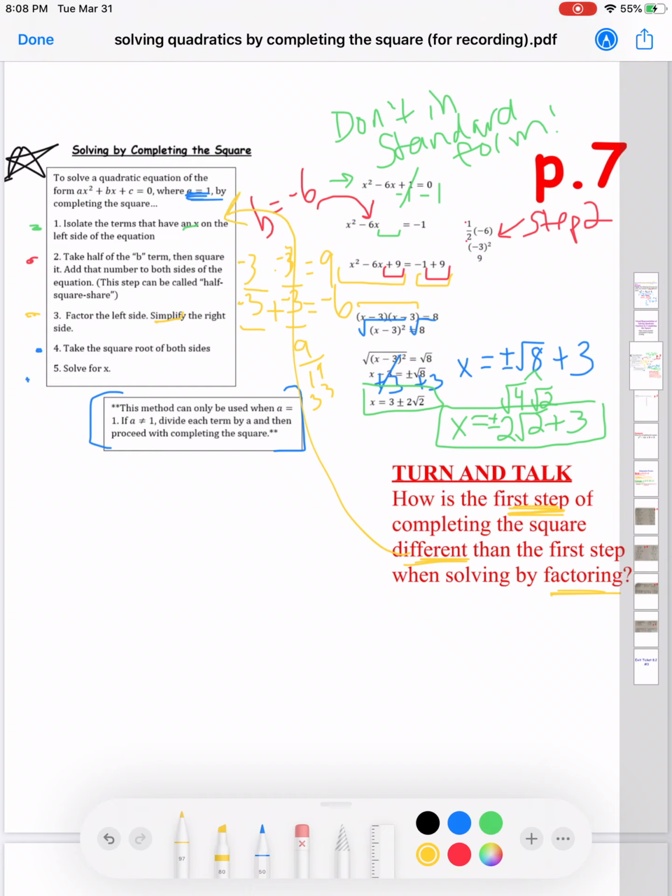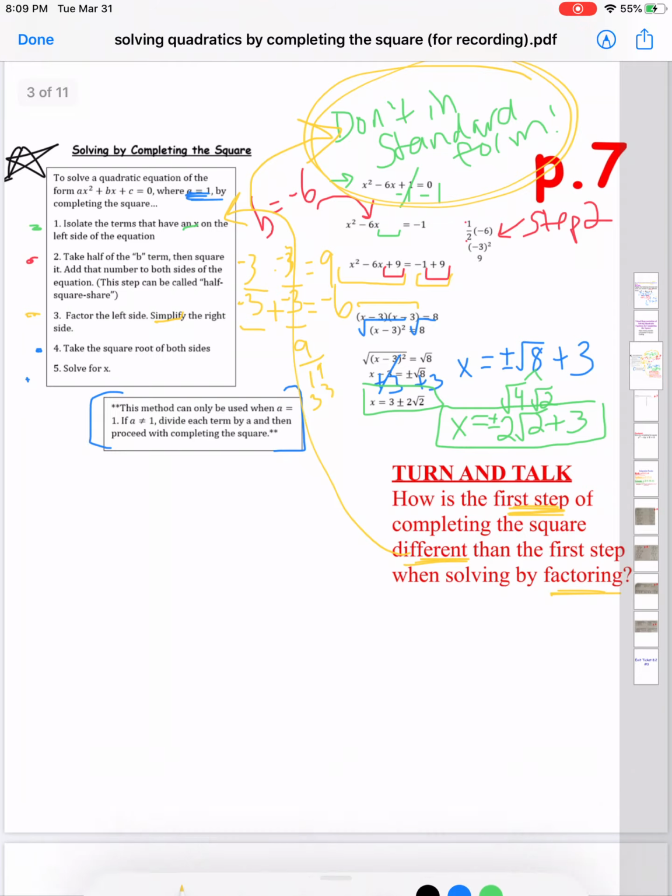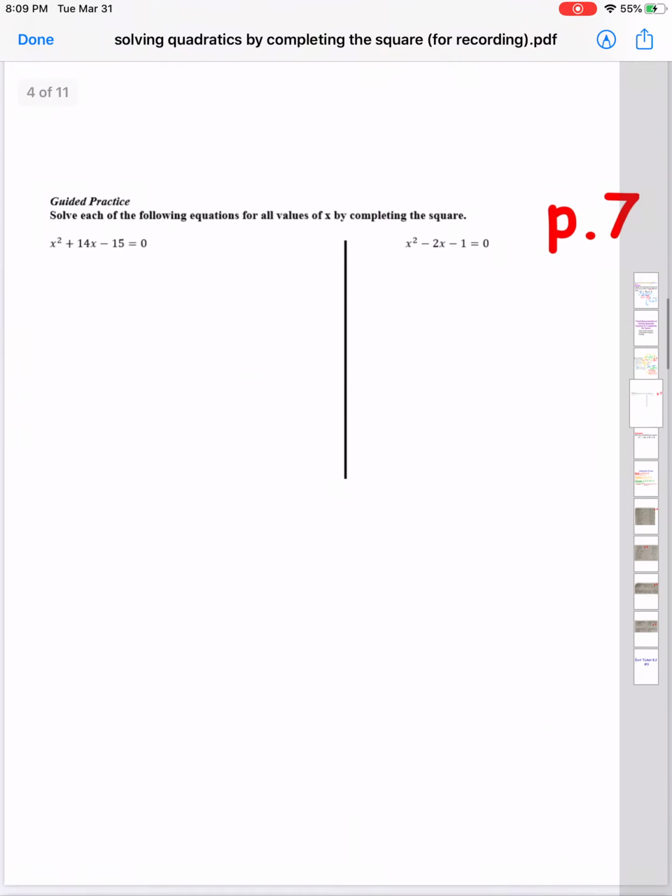So again, the way that this is different from the last 2 lessons, when we were factoring, our first step was always to put it in standard form. However, you will notice that back at the beginning here, in this method, we don't want it to be in standard form. That is something that is special about the completing the square method. Let's go ahead and try the 2 guided practice problems. Again, if you're feeling like you're ready to try one by yourself, go ahead and pause this video and try these problems.